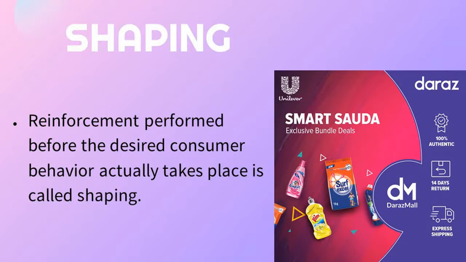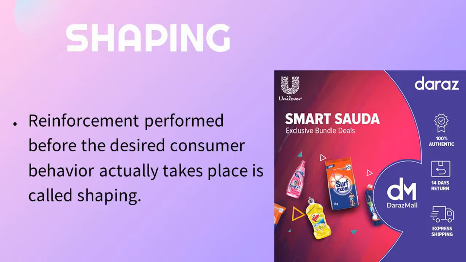Shaping increases the probability that a desired consumer behavior will occur. Reinforcement performed before the desired consumer behavior actually takes place is called shaping. For example, retailers recognize that they must first attract customers to their stores before they can expect those customers to do the bulk of their shopping. Many retailers provide some form of preliminary reinforcement, that is shaping, to encourage consumers to visit their stores.